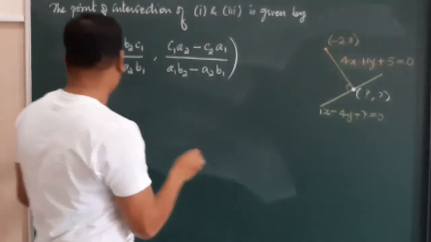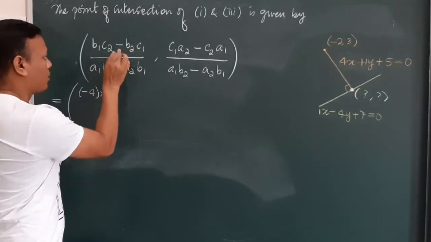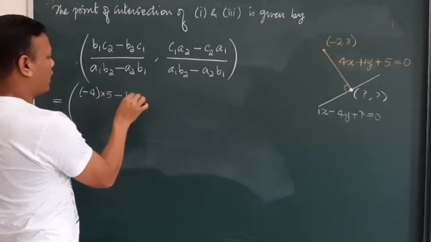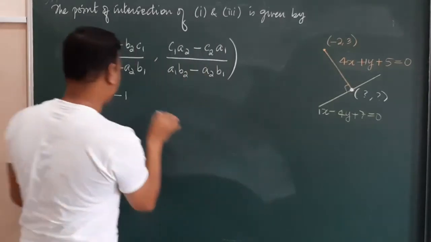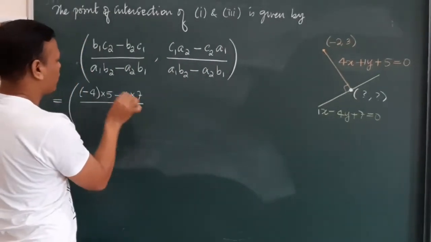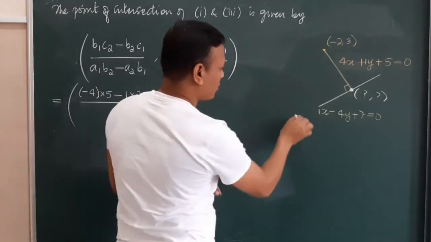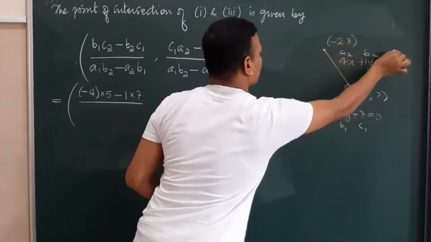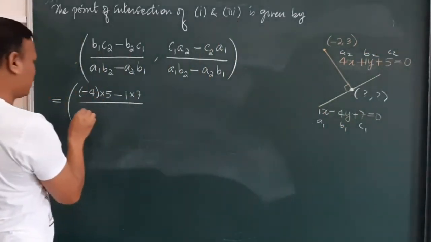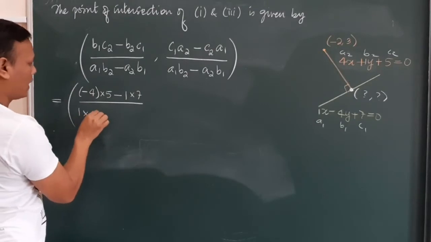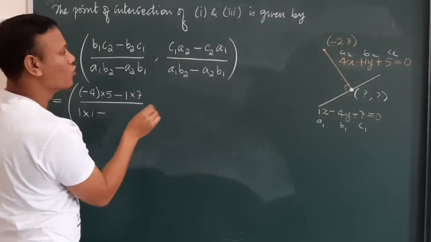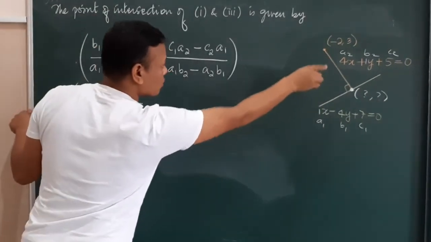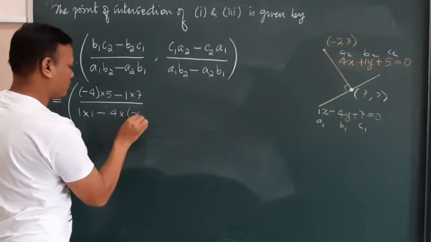C2 is 5 minus B2. How much is B2? B2 is 1. Alright, and what is C1? C1 is 7, divided by A1. A1 is this one. Remember, this is A1, B1, C1, and this is A2, B2, C2. So A1 is 1, B2 is 1 minus A2. A2 is 4 and B1 is -4, right?